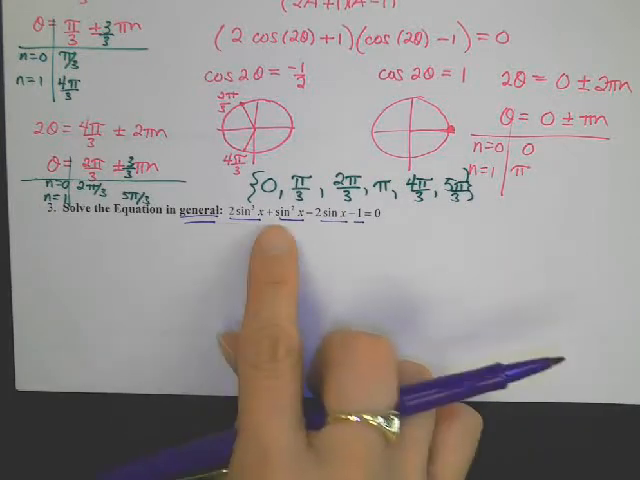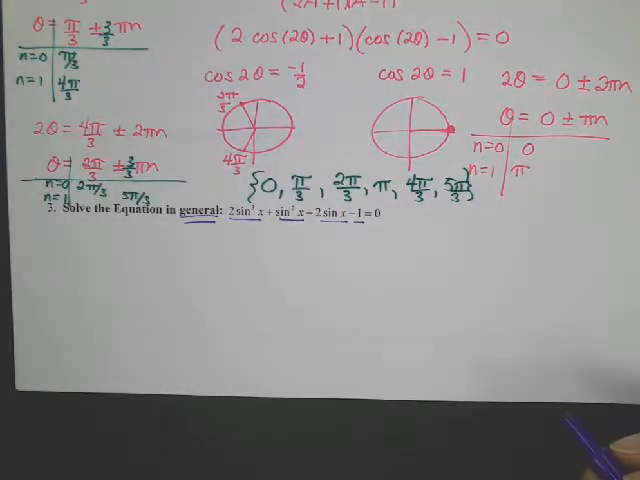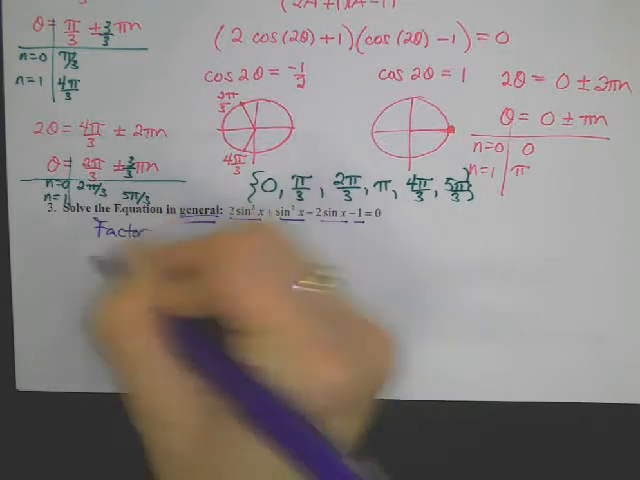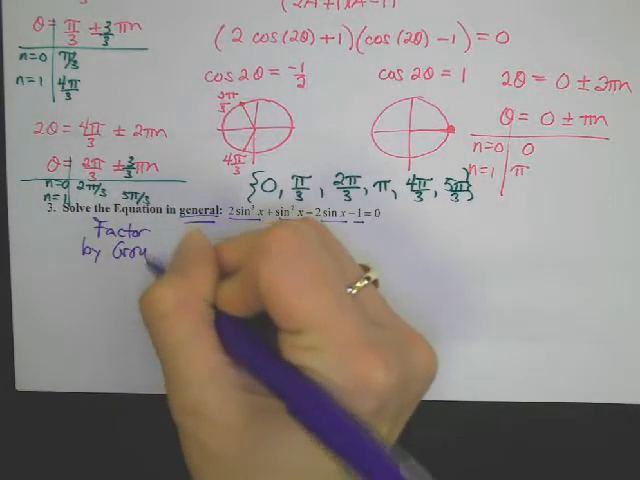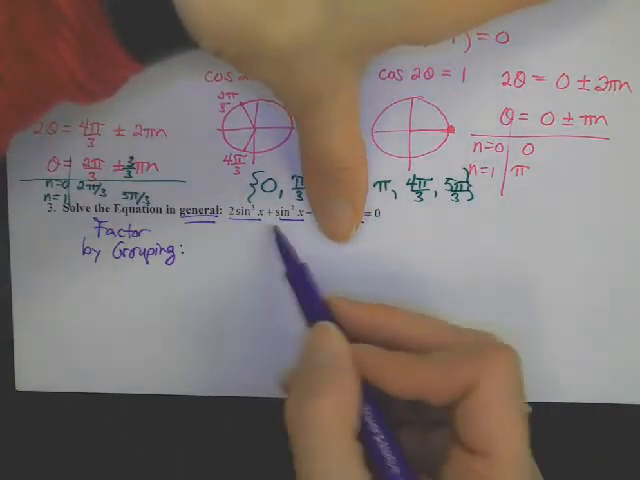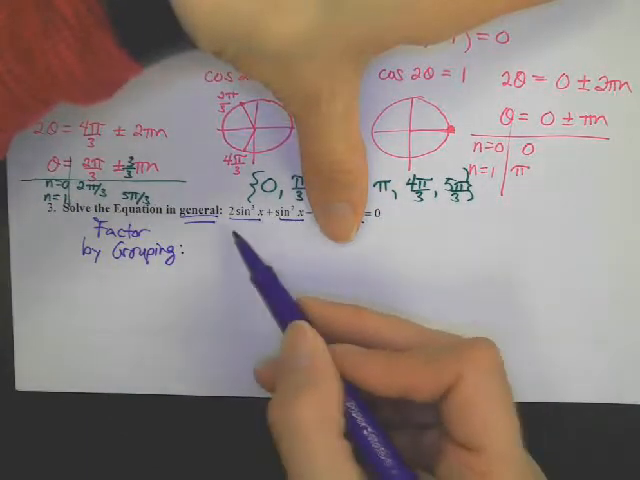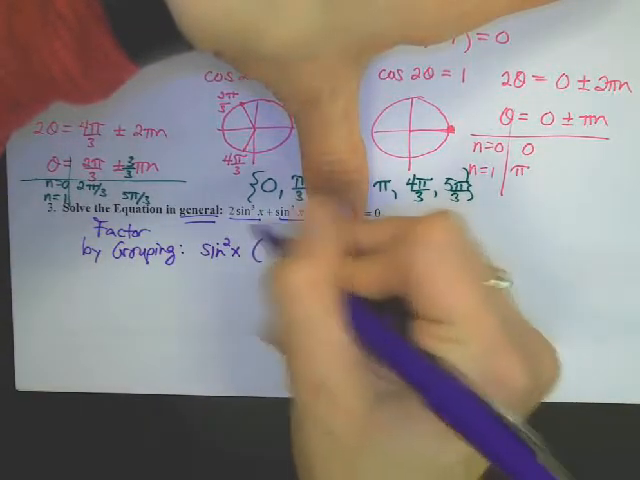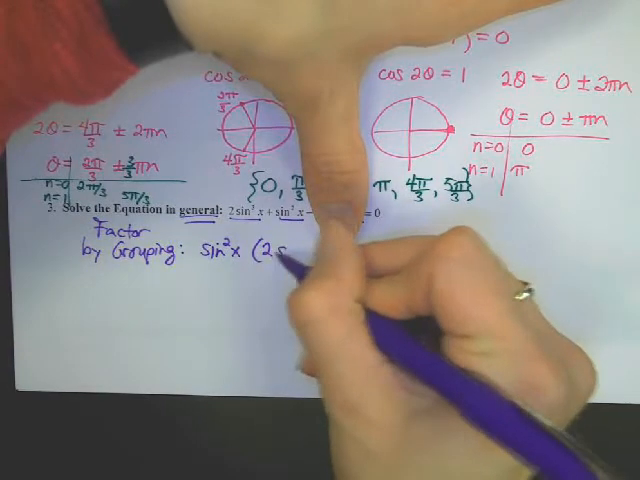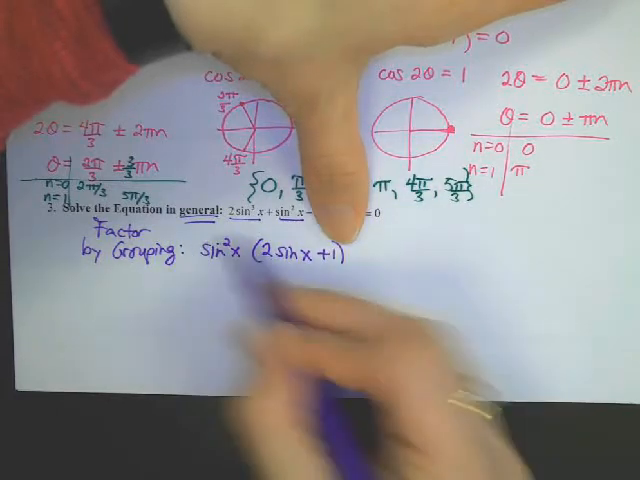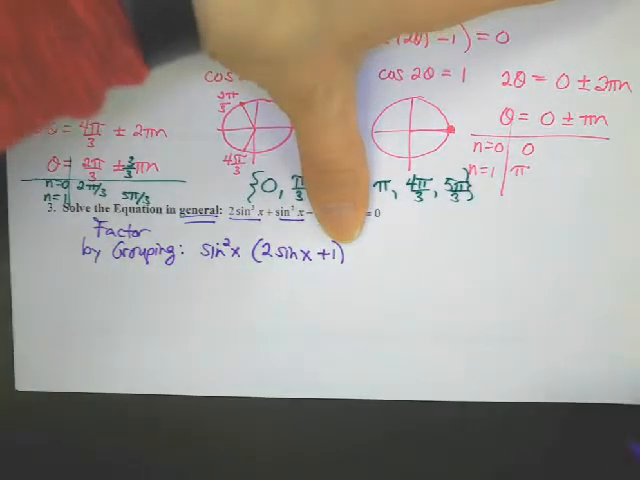Okay. How do you factor something that has 4 terms? We're going to have to do factor by grouping. That's right. So we'll do factor by grouping. All right, so let's look at the first 2. What can I take out of them? I can factor out sine squared of x. So the first group is going to have 2 sine of x left over, and you have to say plus 1. If you distribute it back in, that makes sense.